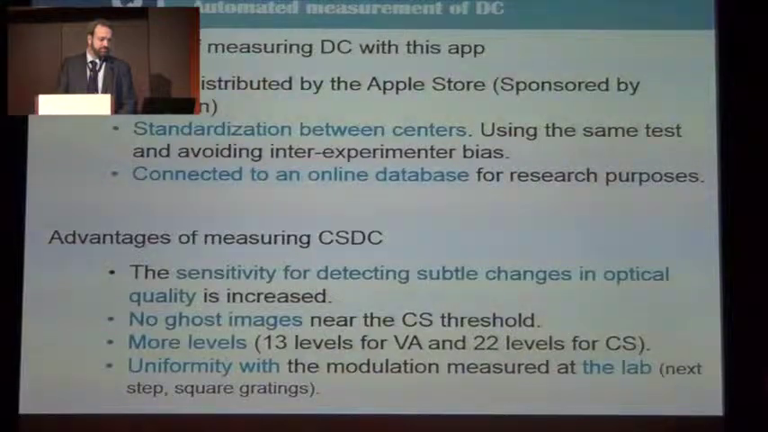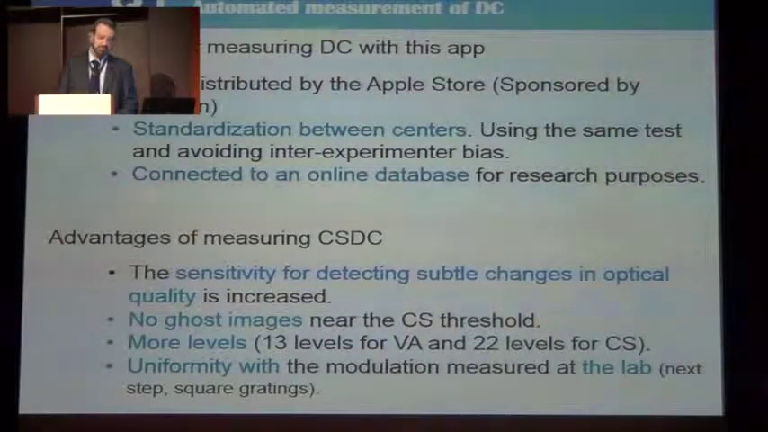And also the advantage of measuring the contrast sensitivity in the defocus curve is that the sensitivity for detecting a change in the optical quality is increased. Any little difference, we are going to identify quickly. We are going to have 32 levels, more levels than ever: 13 levels for visual acuity, 22 levels for contrast sensitivity, and also uniformity with the modulation measured at the lab.